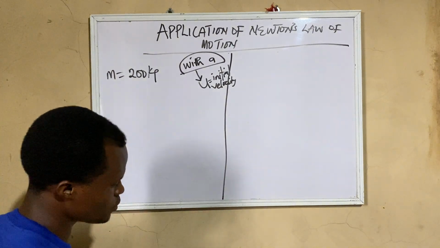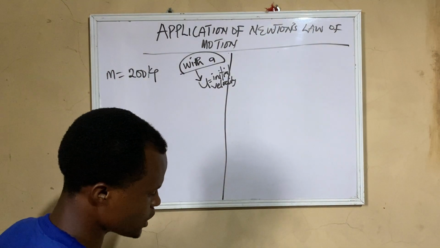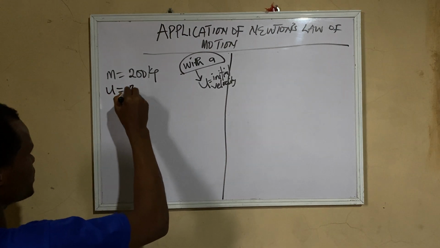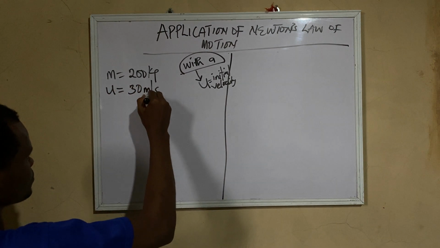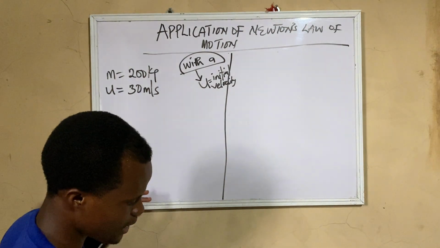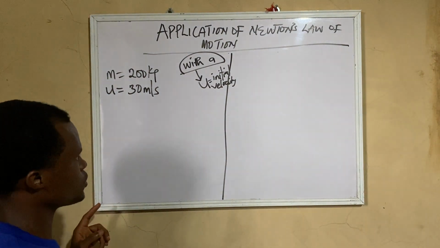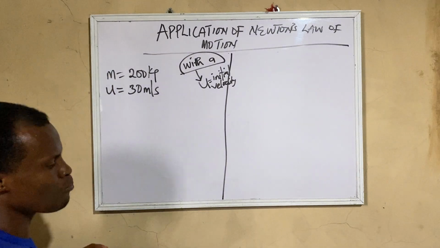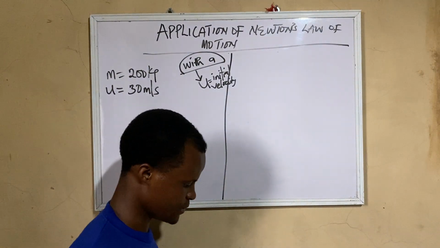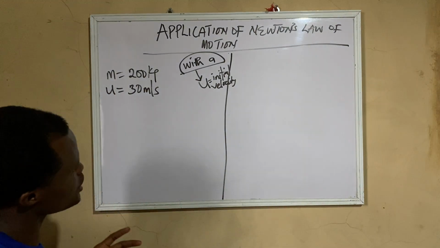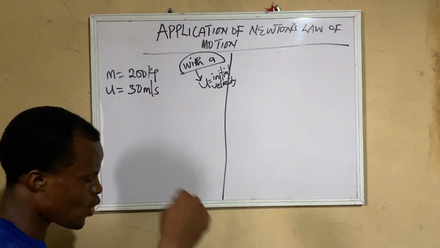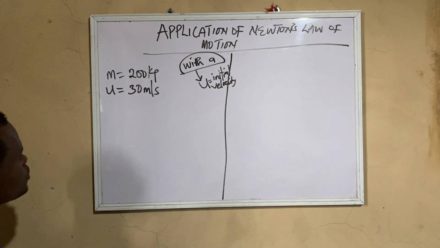So back to our question: we have a car of mass 200 kilogram moving with a speed of 30 meters per second, was suddenly hit by another car moving in the same direction. What is the impulse received by the first car if the speed attained at the time of impact is twice its initial speed?